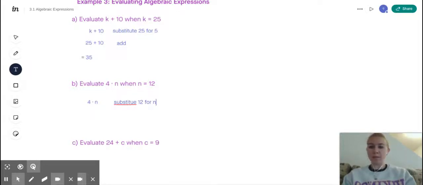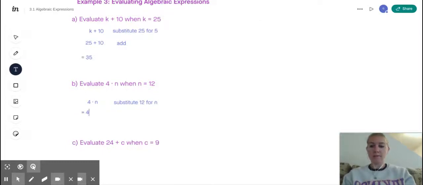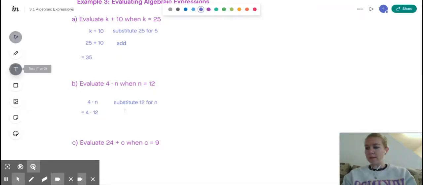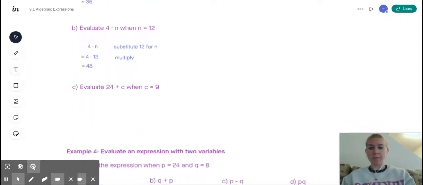12 for n. Oh, I spelled substitute incorrectly. There we go. Okay, so we're going to do 4 times 12. And then we need to multiply, because the dot, remember, means multiplication. And I know that 4 times 12 is 48. And that's it. Let's go through another one.